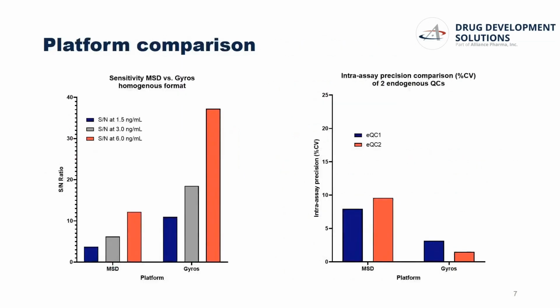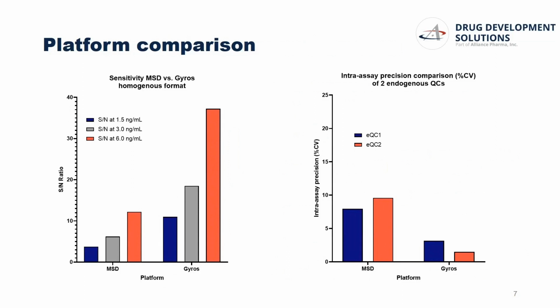So the next slide here was more of sharing some of the platform comparison that we also did to show that the Gyrolab in this case was slightly better than the actual use of the MSD. We carried out some simple experiments, such as the sensitivity assessment, and we actually demonstrated that the Gyrolab was slightly better in terms of sensitivity.